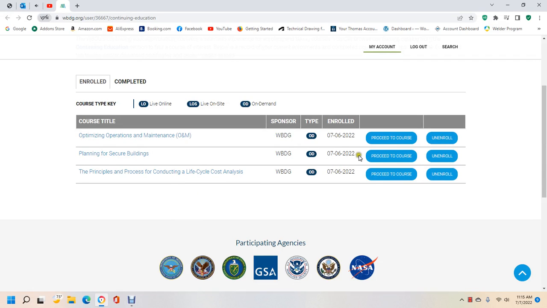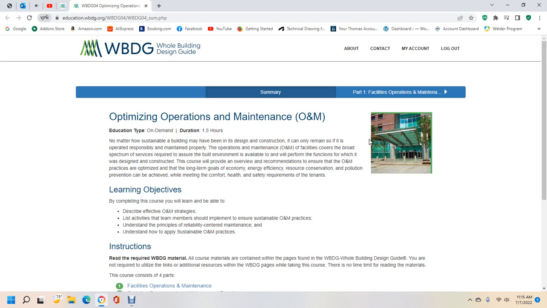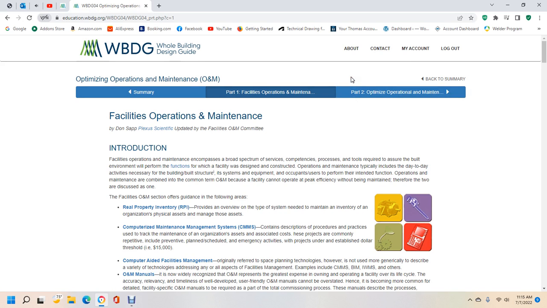Alright, optimizing operation and maintenance. Whole Building Design Guide, Building Design Guide, Optimize Operations and Maintenance, Facility Operation and Maintenance.